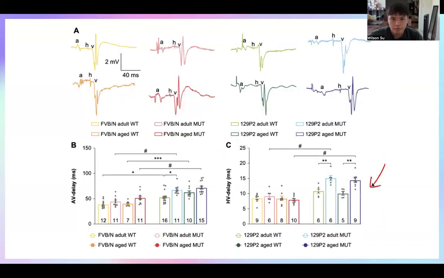Let's see. Here, this is depicting on a bar graph the delay between the AV and the HV, AV being from the atrium to the ventricle, and HV being the bundle of His to the ventricle. There wasn't much of a difference in the AV delay, though there was a subtle difference at the end, which I'll show you in the next slide. But from this, I wanted to mainly point out how over here you can see there's differences in the mutation and the wild type of the 129P2 strain.